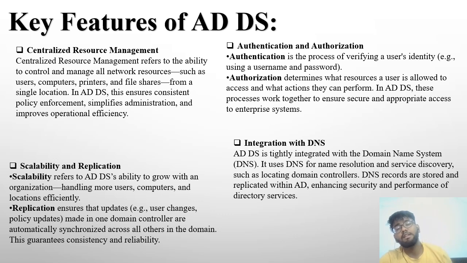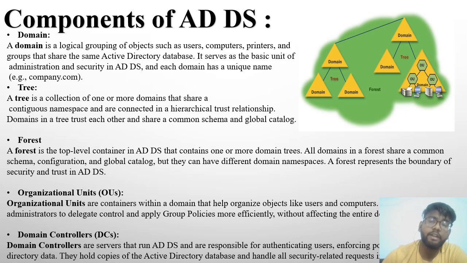The third one is authentication and authorization. Authentication is the process of verifying a user's identity through username and password. Authorization is where the admin server gives all access to the authorized, authenticated persons. And the last one is integration with DNS. ADDS is tightly integrated with the Domain Name System and uses DNS for name resolution and service discovery, such as locating domain controllers.